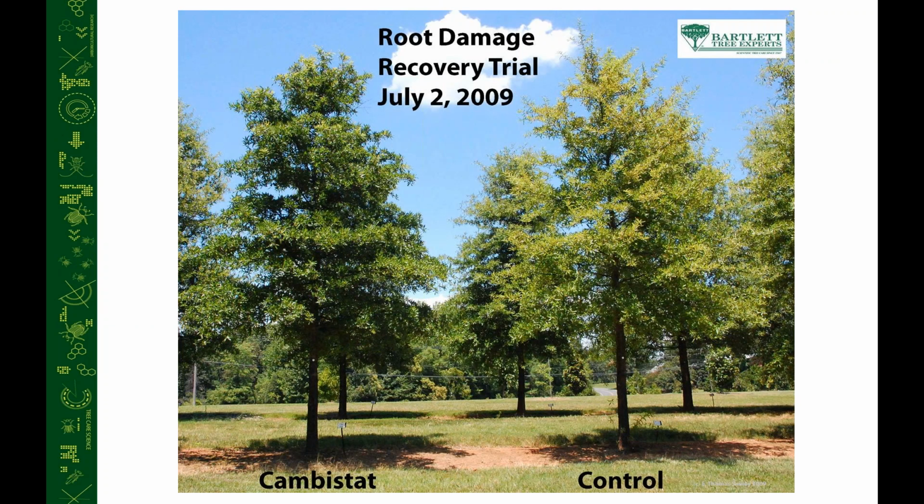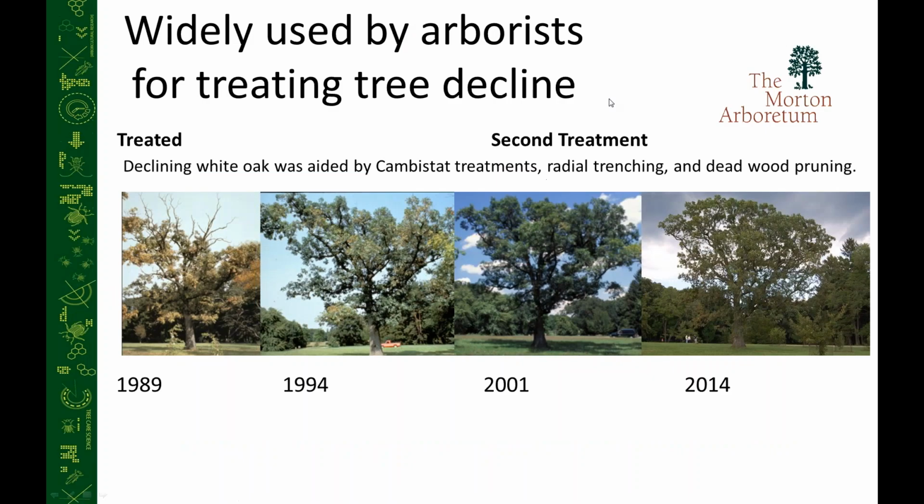And so we had many treatments, but as you can see here, the Cambistat treatment compared to the control treatment, or Cambistat treatment here on the left, dark green, full, a nice looking tree. Again, half of the root system was cut off here compared to our control tree. So our control tree, again, half of the root system was cut off. But if we look at the difference 1 year after treatment, chlorotic, tip dieback, again, just one soil application of Cambistat, and we're helping this tree to recover from a dramatic root pruning event.